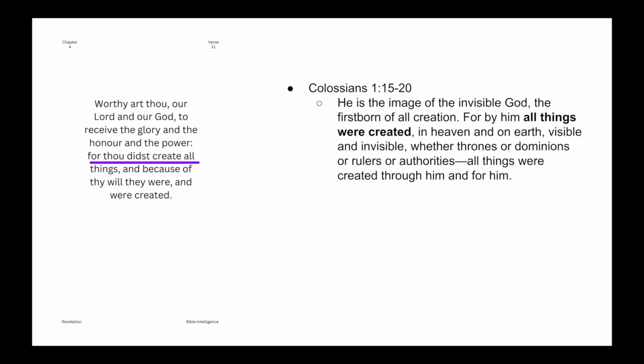Now this is Paul talking about Jesus. He says, "He is the image of the invisible God, the firstborn of all creation. For by him all things were created in heaven and on earth, visible and invisible, whether thrones or dominions or rulers or authorities, all things were created through him and for him."